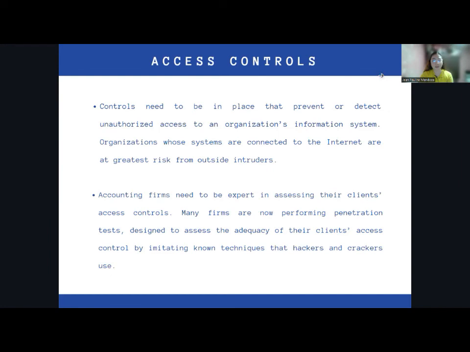So next is access controls. Controls need to be in place that prevent or detect unauthorized access to an organization's information system. Organizations whose systems are connected to the internet are at greatest risk from outside intruders. Accounting firms need to be expert in assessing their clients' access controls. Many firms are now performing penetration tests designed to assess the adequacy of their clients' access controls by imitating known techniques that hackers and crackers use. Again, we need to avoid unauthorized access. So as mentioned earlier, digital signatures, digital certificates, and also passwords, so that intruders will not be able to gain unauthorized access to the system.